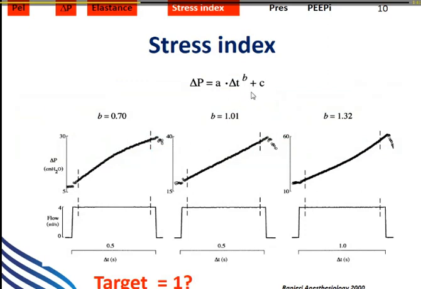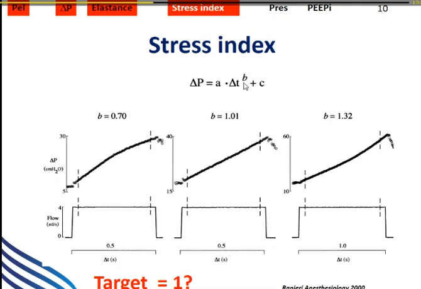Another consideration regarding the elastic pressure is the stress index. In this case, you have the relationship between the airway pressure over time during insufflation, in particular during the constant part of the constant flow inflation during volume control. And the relationship of pressure over time in this case is the same as the relationship of pressure over volume, whose slope is the elastance. So here you have the elastance, and this author went a step further by fitting this simple equation to this data, and in particular introduced this exponent B, which is a stress index.